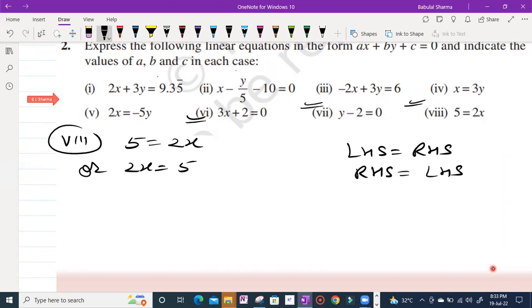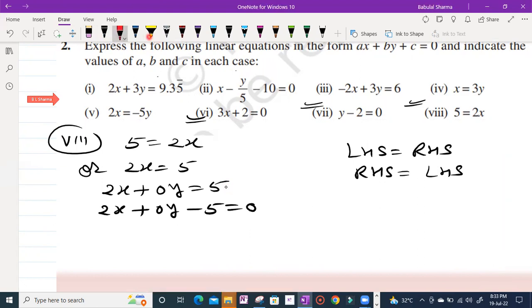यहाँ पे y वेरिएबल नहीं है, so we can write 2x plus 0 into y, that is 5. लेकिन ये अभी भी स्टैंडर्ड फॉर्म में नहीं है. स्टैंडर्ड फॉर्म के लिए हम इस 5 को लेफ्ट में ले जाना होगा. सो वी कैन राइट 2x plus 0 into y minus 5 is equal to 0.